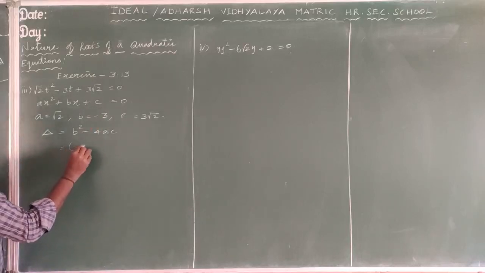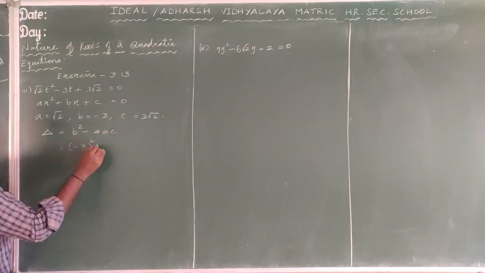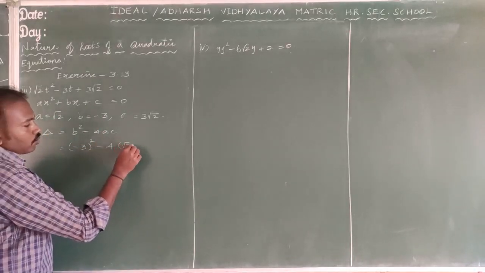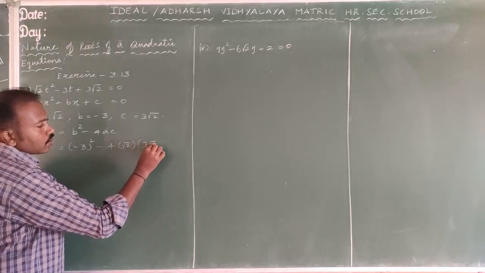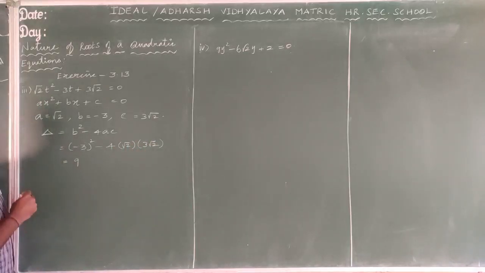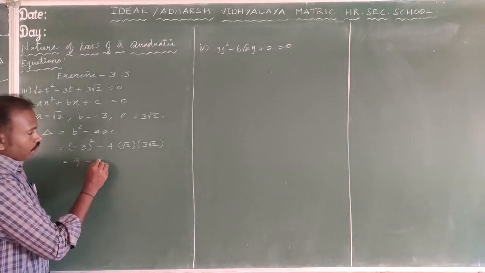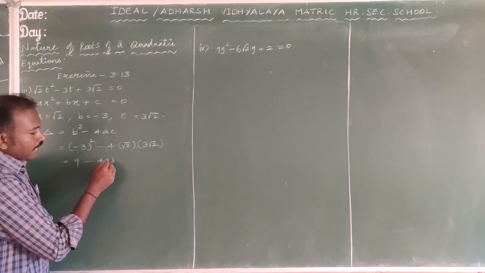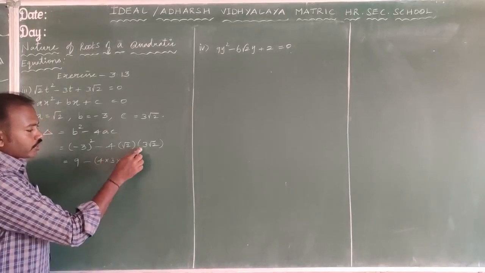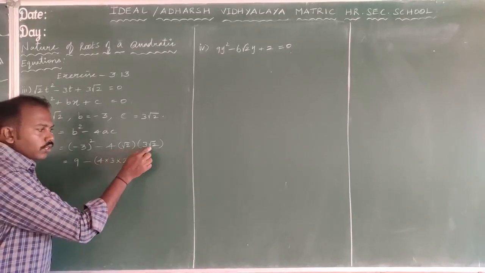Then b square, minus 3 the whole square, minus 4ac, a root 2 into c 3 into root 2, that is equal to minus 3 the whole square we get plus 9 minus 4 into 3 into root 2 into root 2.